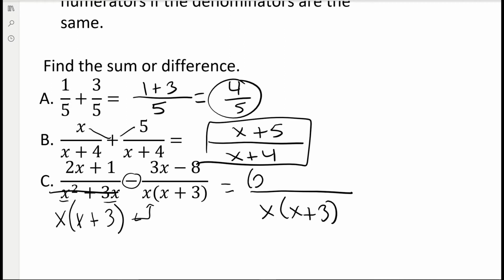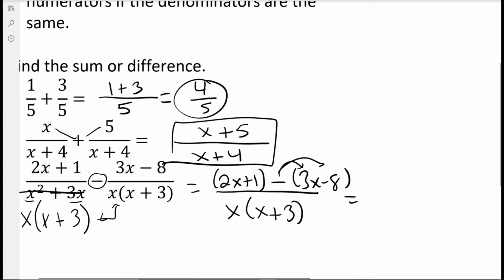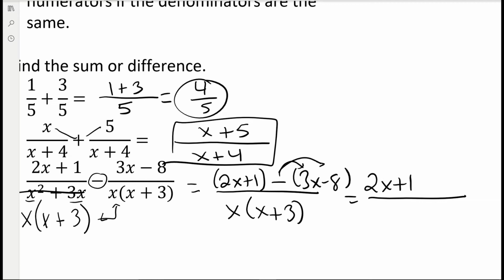So we have here 2x plus 1 minus 3x minus 8. And notice I'm careful to put parentheses around this so that I make sure that I distribute the minus sign. In this case, I'm going to simplify a little bit. I have 2x plus 1 and then a negative 3x. And then I got two negatives here. When I distribute, we got a negative and a negative, which is a positive. So plus 8 over x times x plus 3.